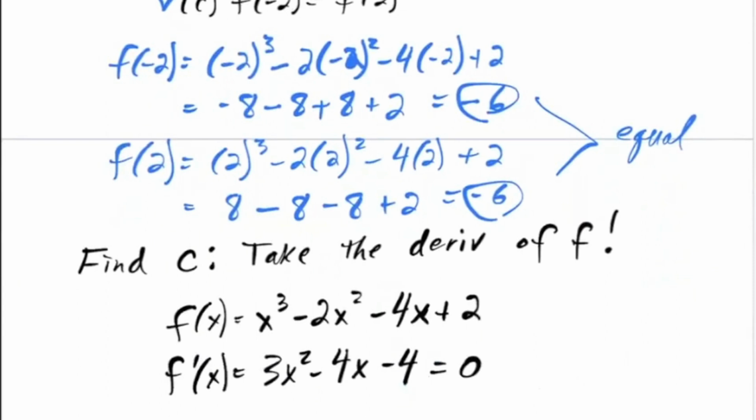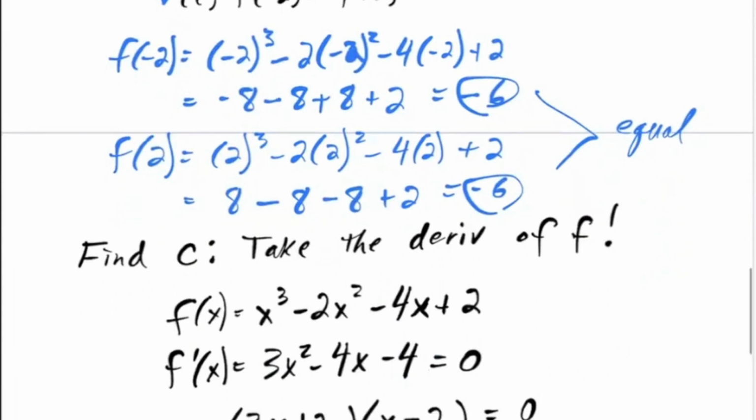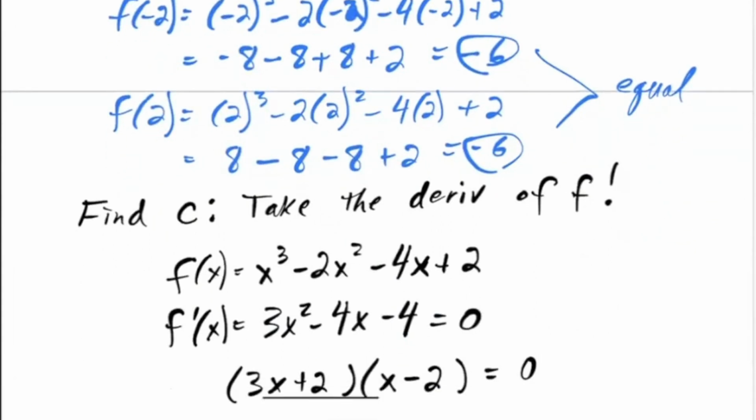And now we're going to factor this. When I factor this, I'm going to have a 3x and an x here, and it will be a +2 and a -2. And I can check this. 3x times x gives me 3x squared, 3x times -2 is -6x, 2 times x is positive 2x, and 2 times -2 is -4. That equals 3x squared minus 4x minus 4, so it checks.